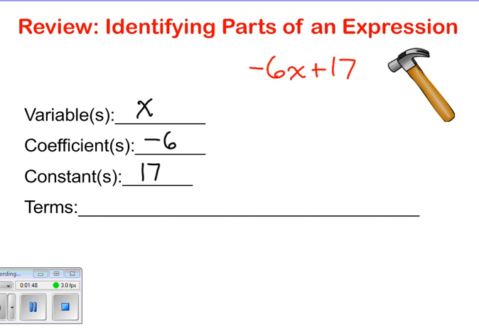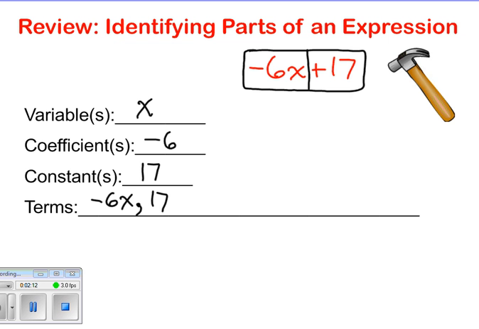To determine the terms, I suggest you take out your imaginary hammer and you break up the expression, and it's always broken with addition and subtraction signs. So it's going to break right in front of that addition sign. There's no subtraction, but it would break in front of subtraction signs as well. So the terms here are negative 6x, and the second term is positive 17. No need to write the plus sign, though. It's assumed to be positive.